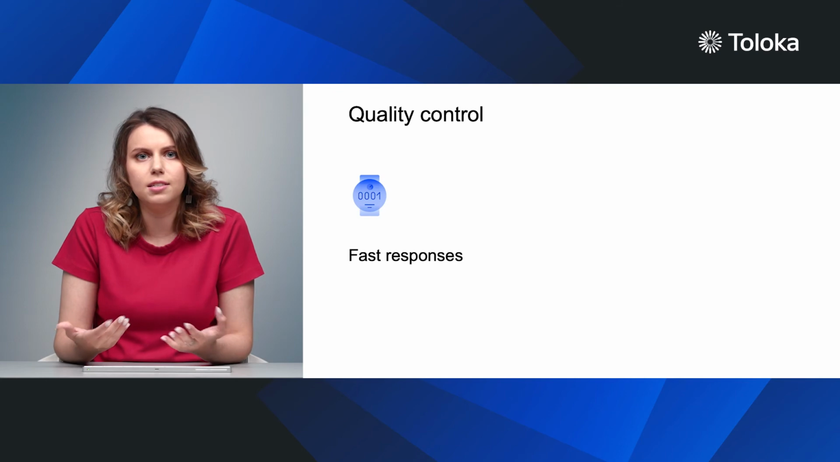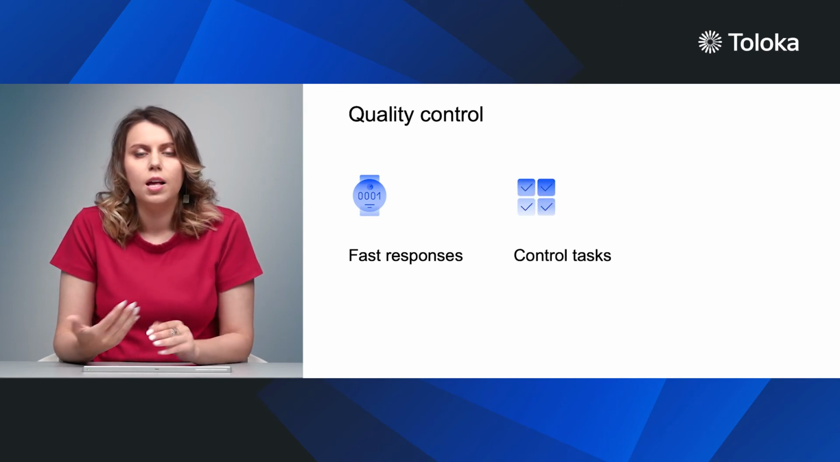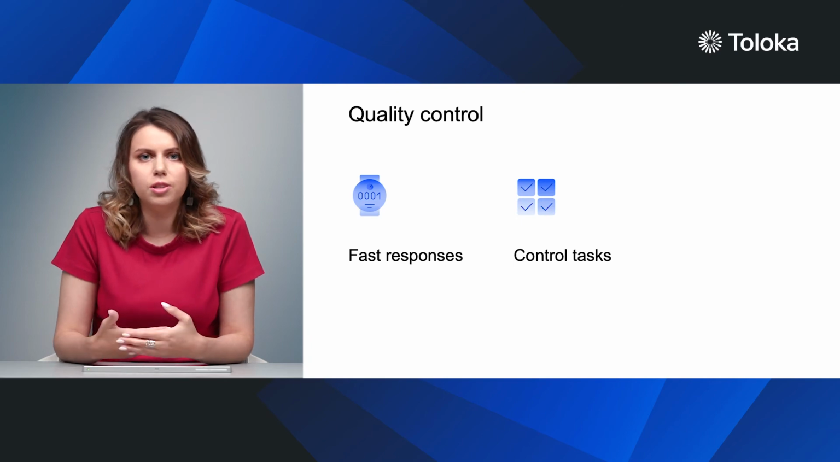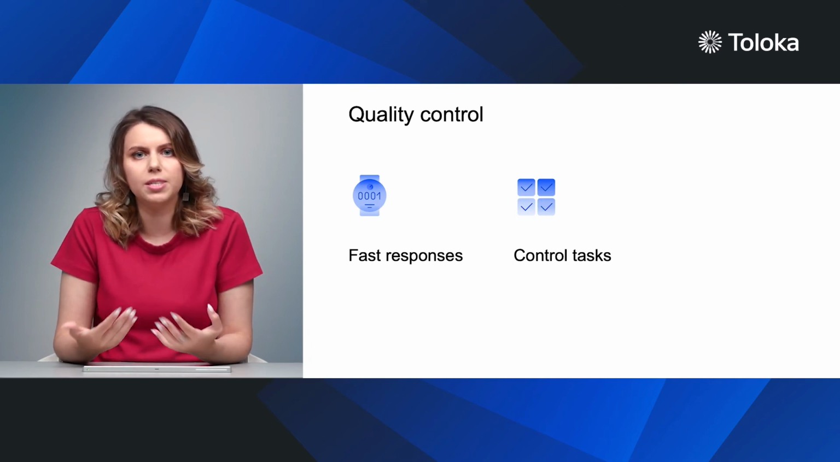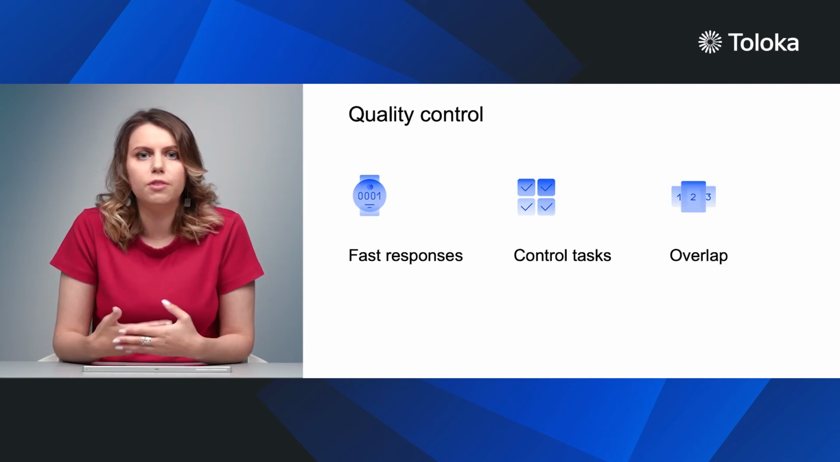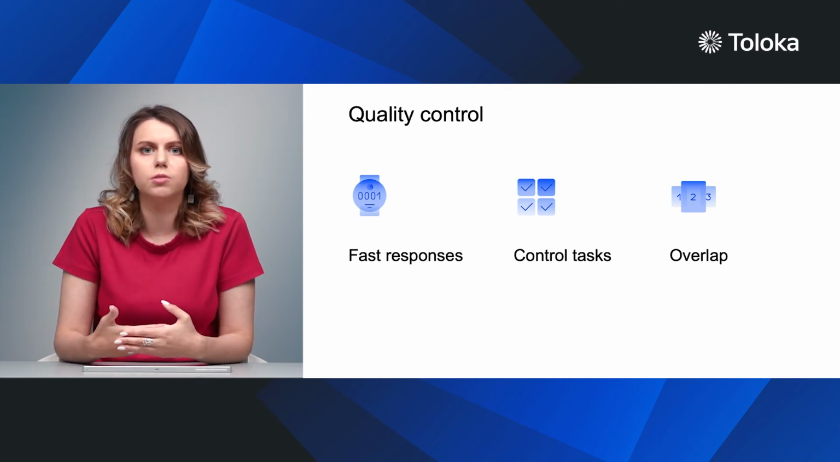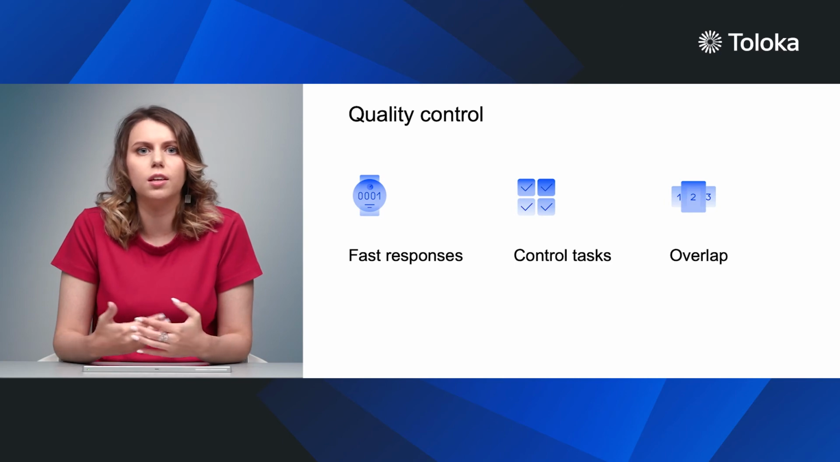What can you do to influence the quality of the result? Start by adding a restriction for fast responses. Add the control task to filter out performers who often make mistakes. With control tasks, you can benefit from overlap and measure quality based on skills and agreement in the overlap.